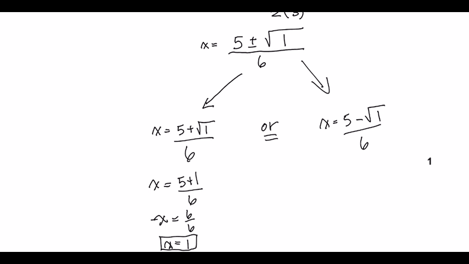Now, for the next part, we'll do the same thing. So we get x is equal to 5 minus 1 over 6, which ends up being 4 over 6, which ends up being 2 over 3 as our final answer. Now, as a decimal, if we had used decimals and rounded to 2 decimal places, we would get 0.67. And this should be 2 over 3.